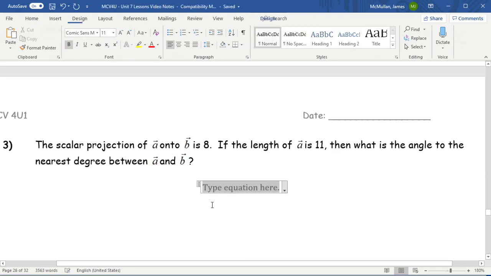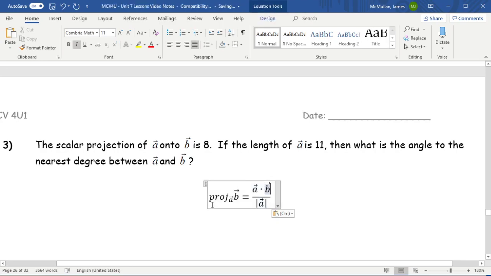So we are projecting a onto b. First of all, I have this wrong, right? This is what gets projected. This is what you project onto. And of course, whatever you project onto has to be in the denominator. Okay, so there I'm projecting a onto b.